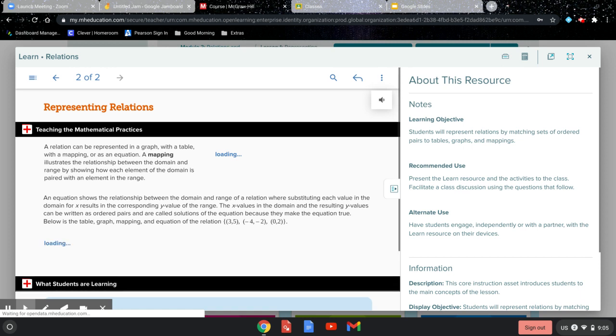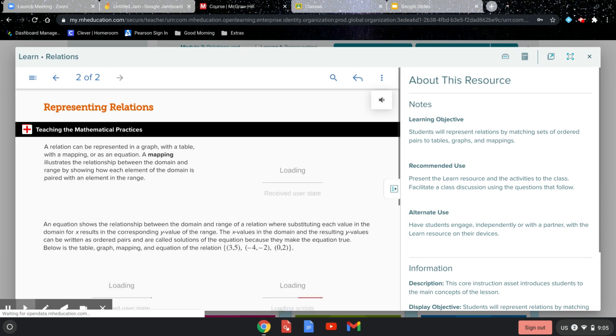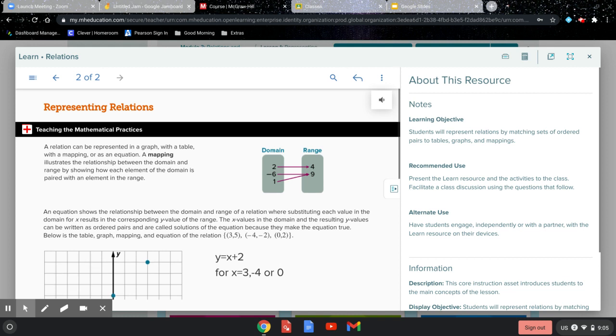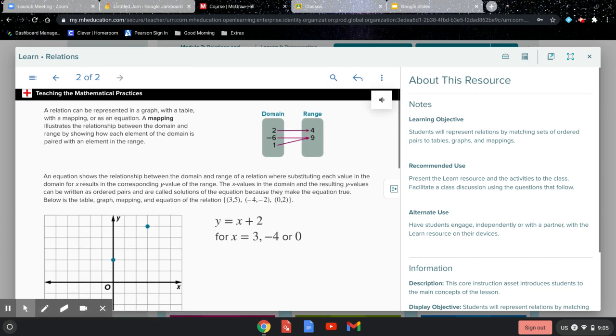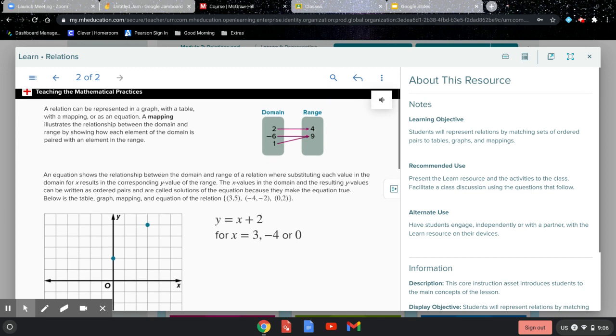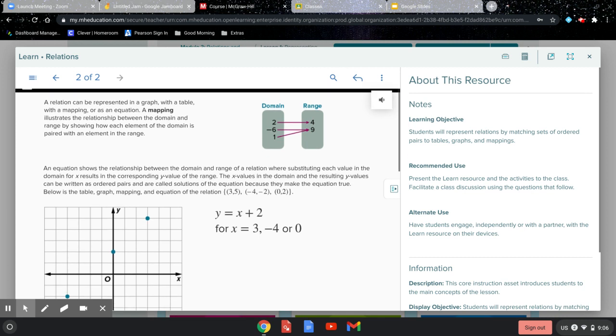And we'll move on to how we can represent these. We can represent them as a mapping, we can graph them, we can make them into a table. Some of our relations can actually even be written as equations. If you look here, a relation can be represented in a graph, with a table, with a mapping, or as an equation. So this part right here, the domain and range, those circles, is called a mapping diagram, where it says domain, range, and it has the arrows: 2 to 4, -6 to 9, 1 to 9. Those arrows represent your ordered pairs.